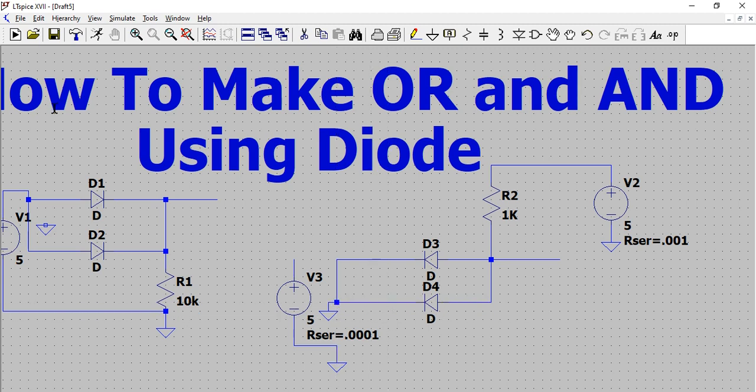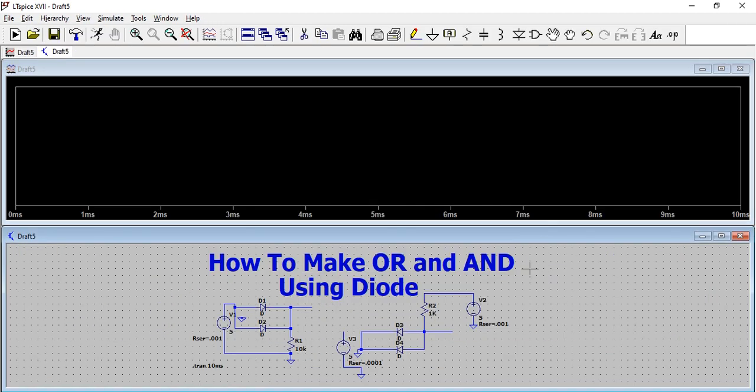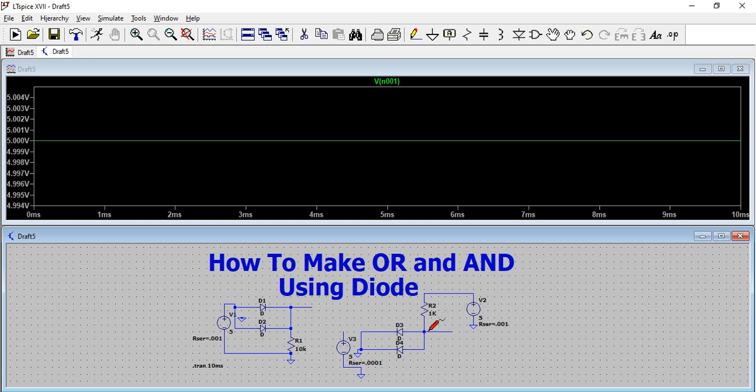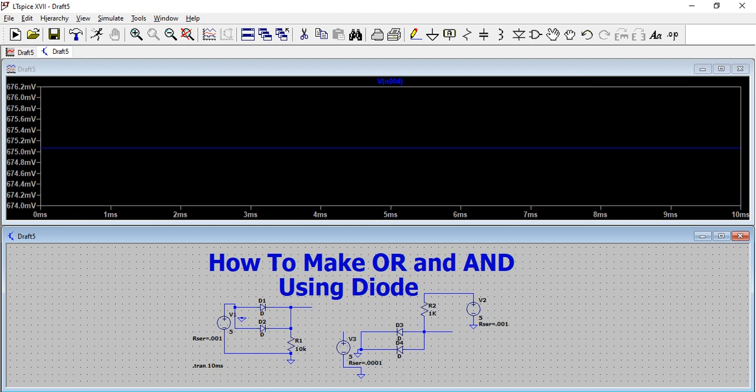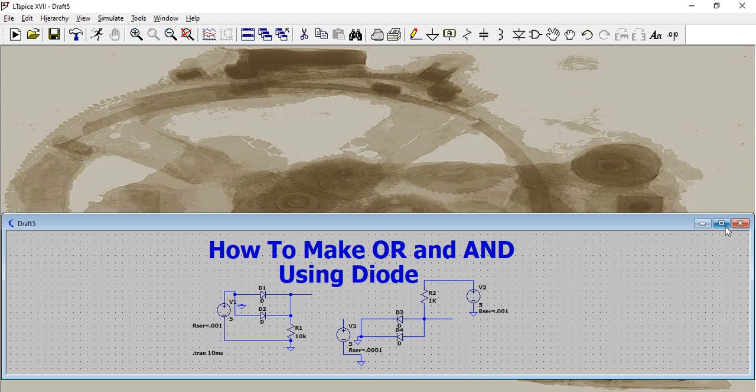We simulate it. So you can see here is the 5 volt source, and here the voltage is 0.7 volt. 0.7 volt will drop here because of the diode. So you will get 0.7 volt here, that is considered as a 0 volt.